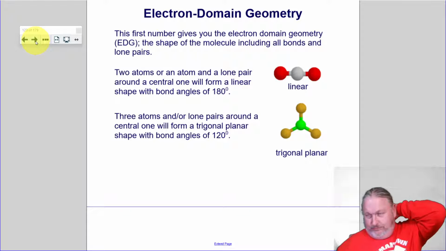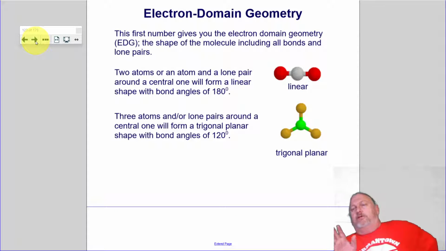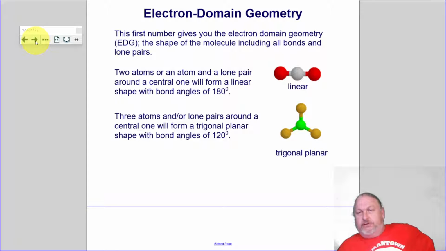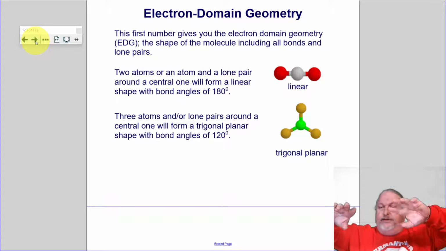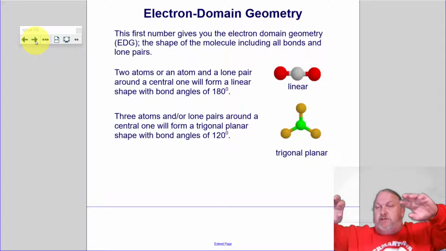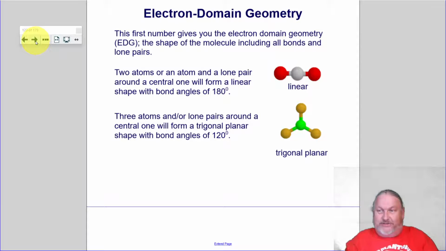So that tells us something about the molecular shape. The first number will give you what the electron domain geometry is. And the shape of the molecule includes all the bonds and the lone pairs. All right, so two atoms, or one atom and a lone pair, around a central one will form what we call a linear shape. The bond angle would be 180 degrees, okay, because those two exterior atoms are pushing each other apart as far as they can. So that's going to be a linear shape.